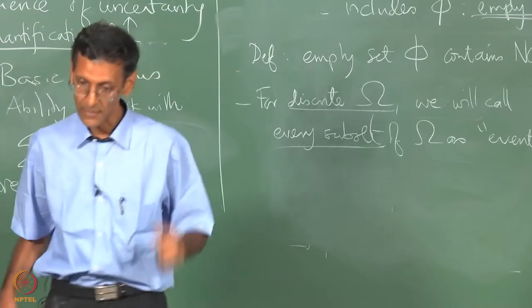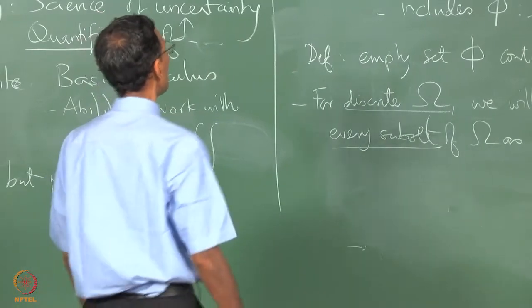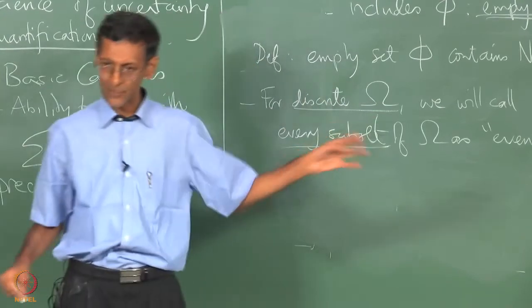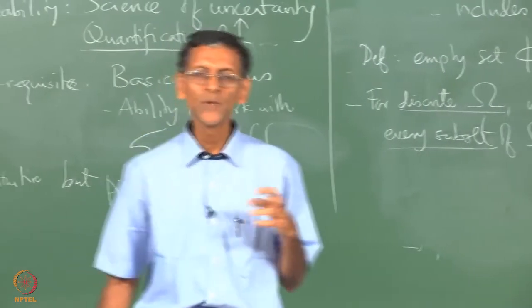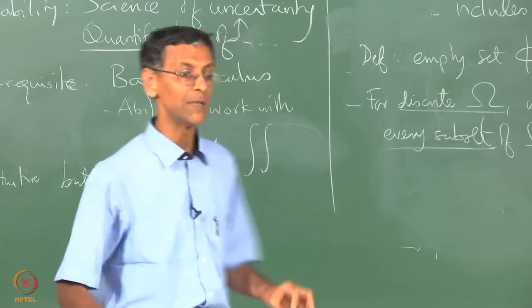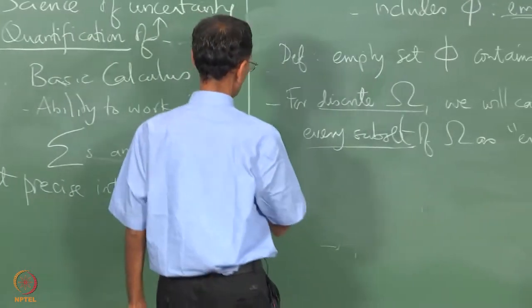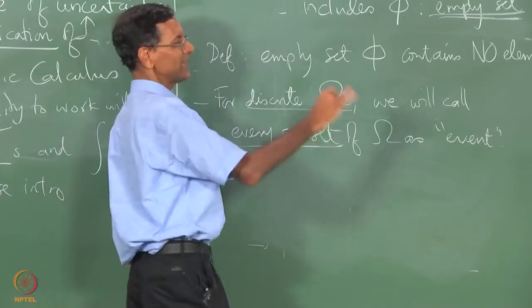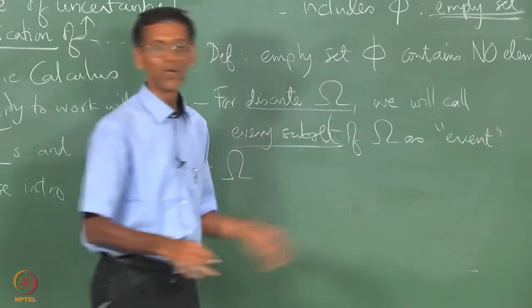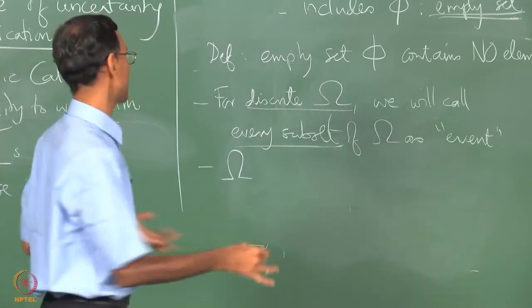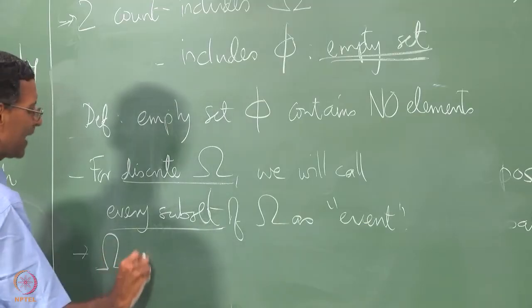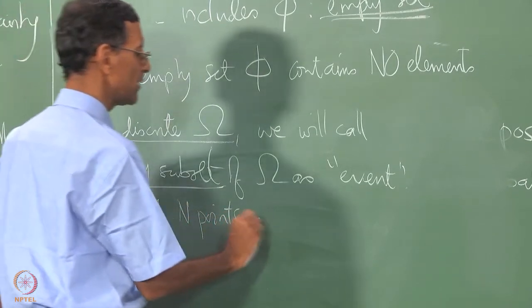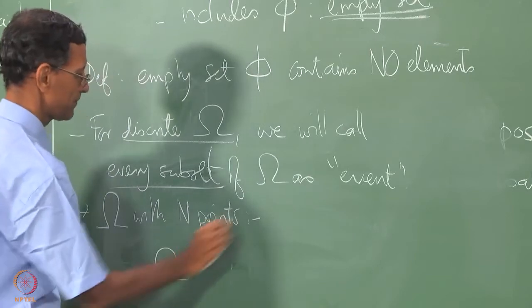So if you have n points, coming back to that example of n points, how many sets have one particular element? Before that, let me write the notation. I think it's important to introduce notation for the points in the sample space. So omega with n points, we will notate it like this.